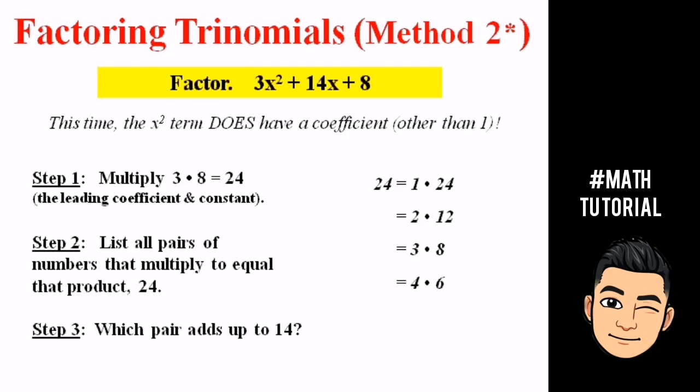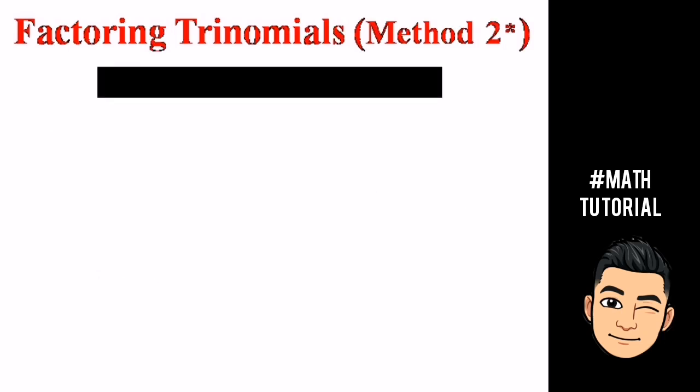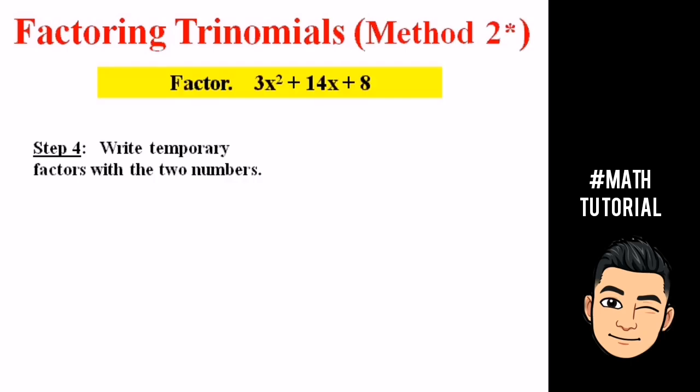Step 3. Which pair adds up to 14? Among those factors, ano daw kapag pinag-add natin ang sagot ay 14? That is 2 and 12. So, ito yung ngayon yung ating gagamiting factors para sa step 4. Write temporary factors with the two numbers. So, you have x plus 2 and you have x plus 12.